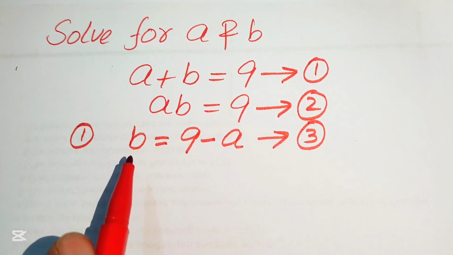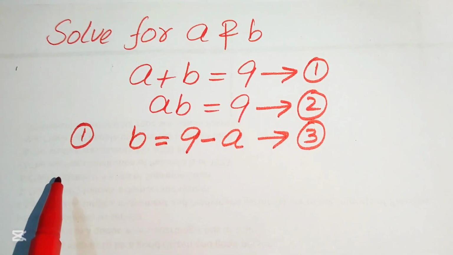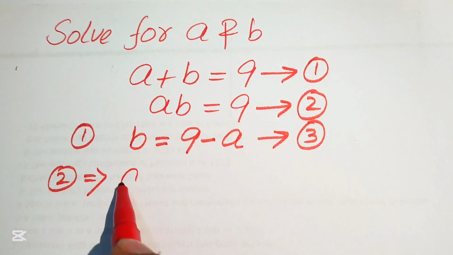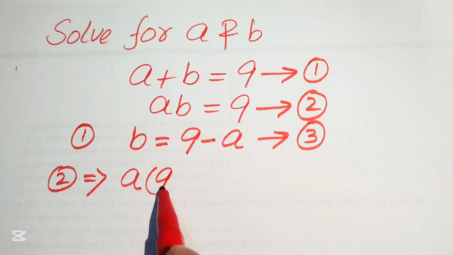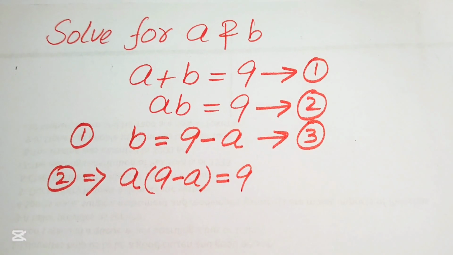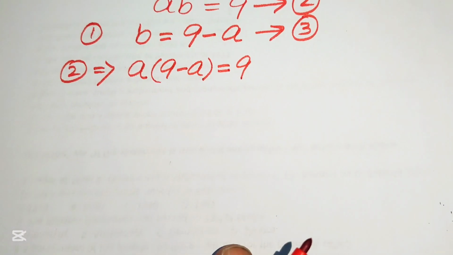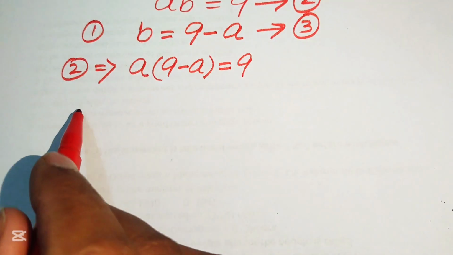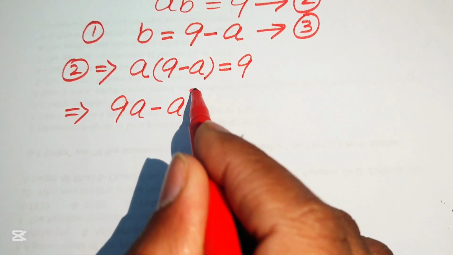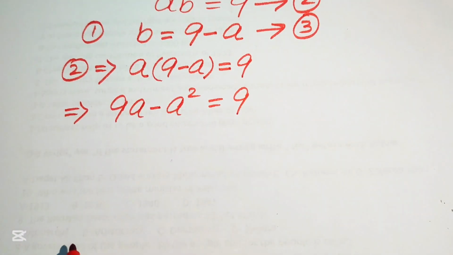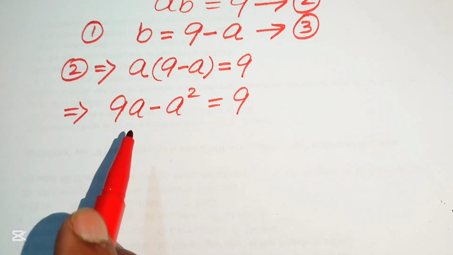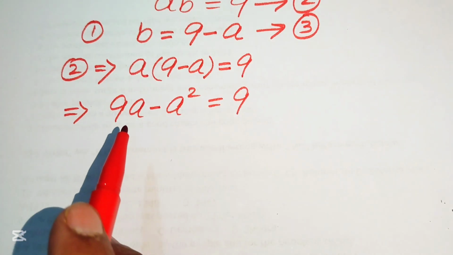So now we need to substitute this value of b in equation number 2. Equation number 2 implies ab, and we have the value of b as 9 minus a, and this equals 9. So here we need more simplification, and now we multiply this a on both of these terms and it will be written as 9a minus a square equals 9. Further you see that this equation is a quadratic equation but not in the standard form, so first we convert this into the standard form.